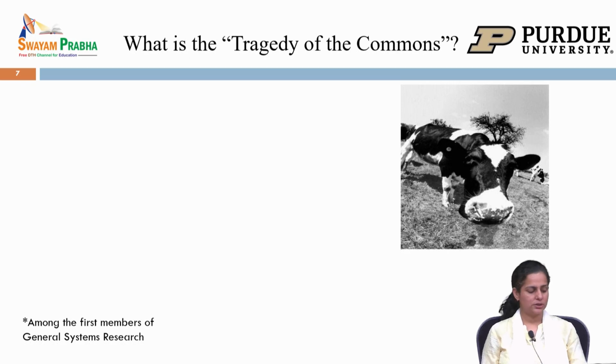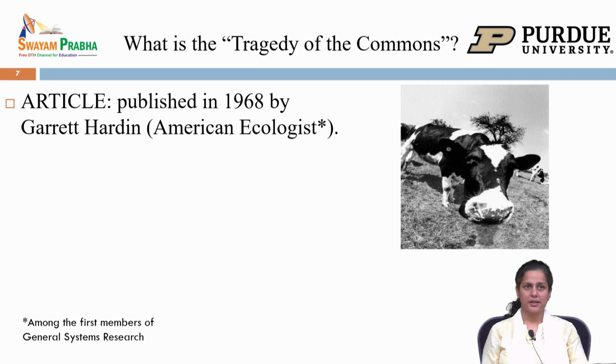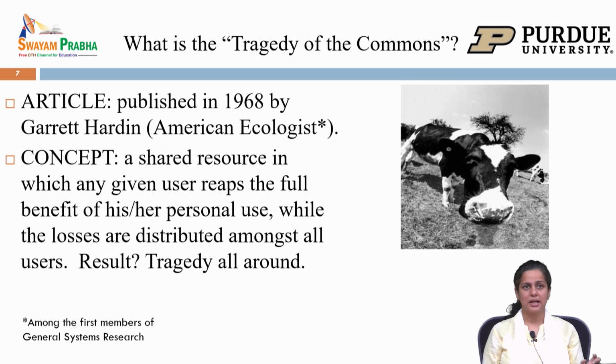What is the tragedy of commons? It was first described by Garrett Hardin, who was an American ecologist, in 1968. What it says is that in a shared resource in which any user reaps the full benefit of his or her personal use, while the losses are distributed amongst all users, the result is tragedy, which means a deterioration of the common pool resource. Environment is a shared resource that we all rely on. Since the profit people derive is privatized, but the cost or degradation is shared by everyone, there is a tragedy of commons.